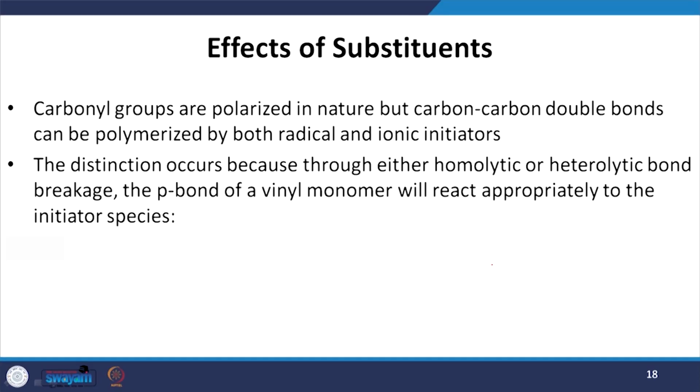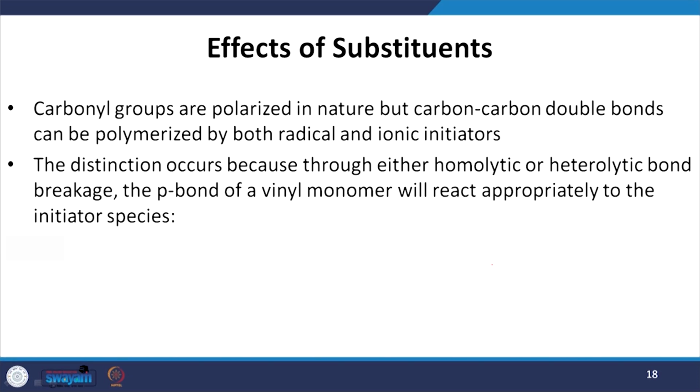Now, both anionic and cationic initiators can polymerize the aldehydes and ketones. Obviously, they must have C=O bonds in them. Now, let us have a look at the effect of substituents. Carbonyl groups are highly polarized in nature, but carbon-carbon double bonds can be polymerized by both radical and ionic initiators. This distinction occurs because of either homolytic or heterolytic bond breakage, and the pi bond of a vinyl monomer will react appropriately to the initiator step.